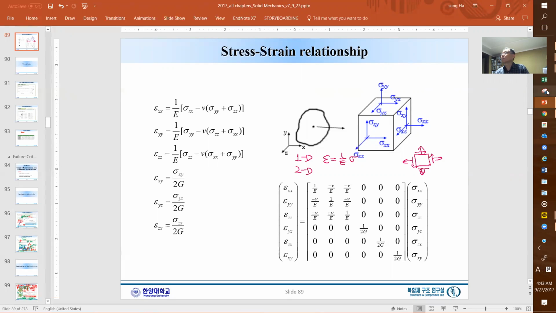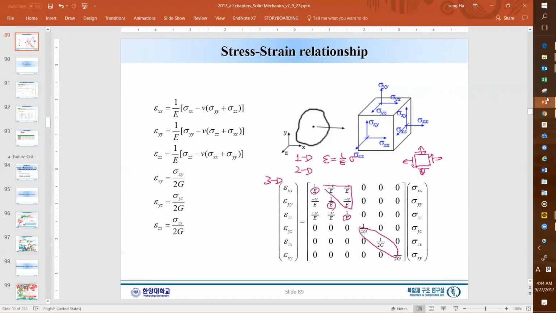That is a 2D version. Now this is a 3D version. We have 6 components of strain and 6 components of stress. And notice that we have a Young's modulus here, and here, and here, and Poisson's ratios here, and shear modulus here, and this applies to a 3D body.